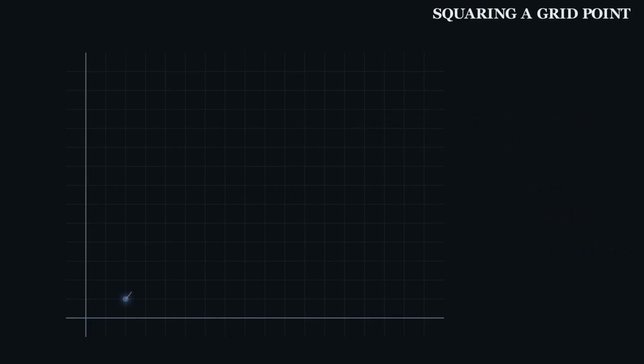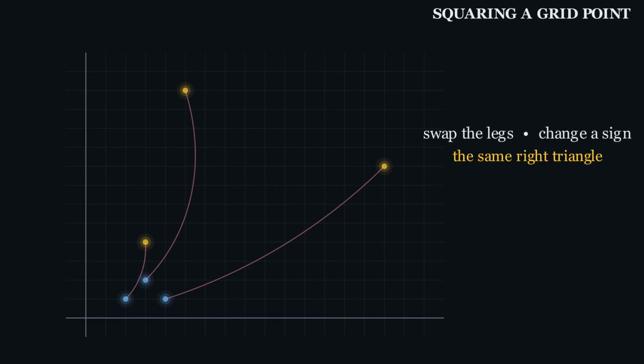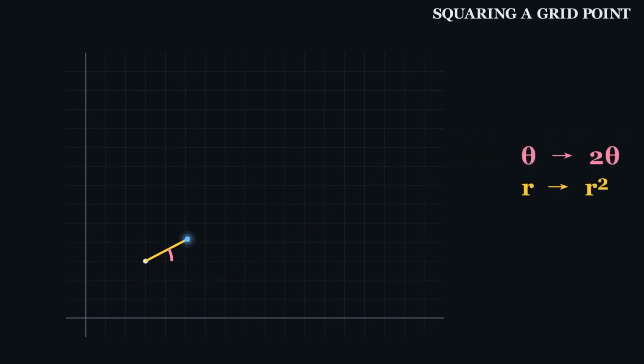And here's the ridiculous part. Every primitive Pythagorean triple appears this way. Every single one. The grid point may swap the legs or change its sign, but it's there.